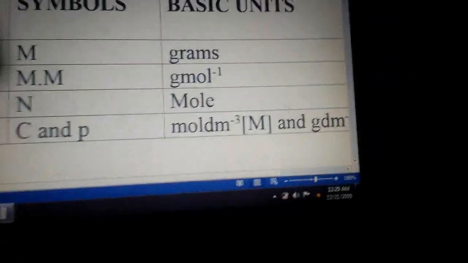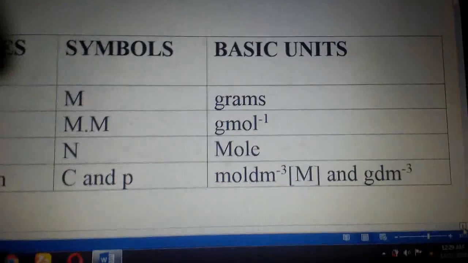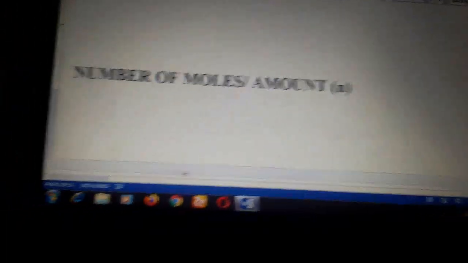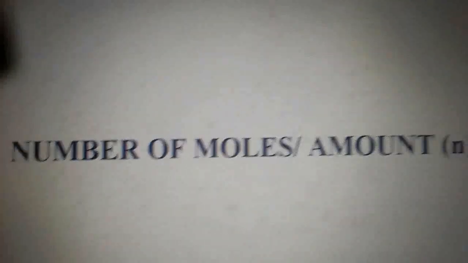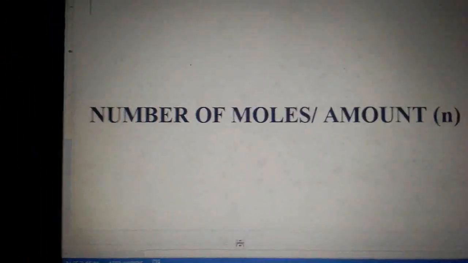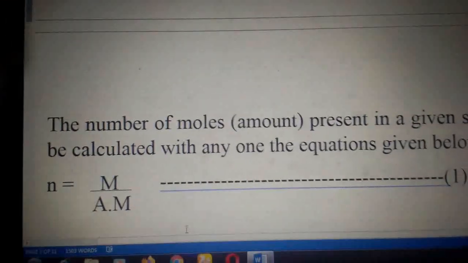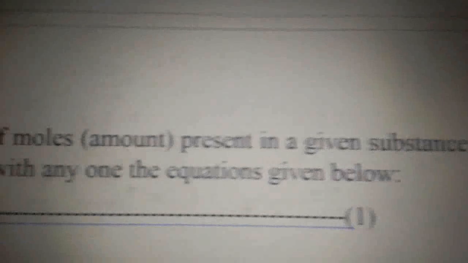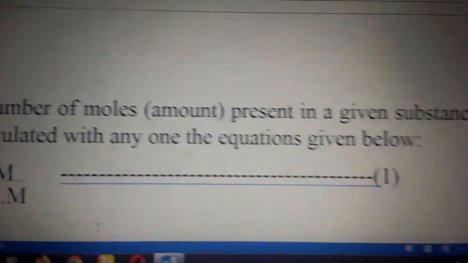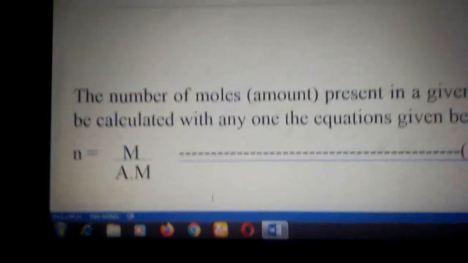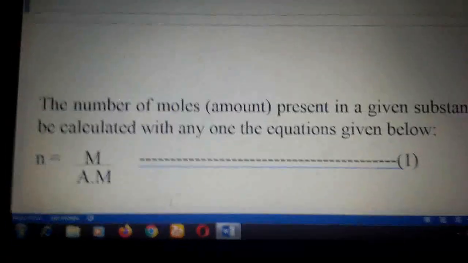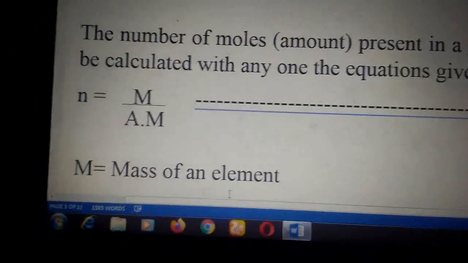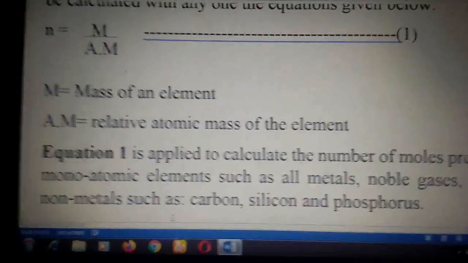Having done that, to continue, we are now going to look at the number of moles, or amount, and the formulas for calculating the number of moles present in any chemical substance. The number of moles or amount present in a given chemical substance can be calculated with any of the following equations. Number of moles, small n, can be obtained using m over Ar, meaning mass over Ar, where m is mass and Ar is the atomic mass or relative atomic mass of the element.